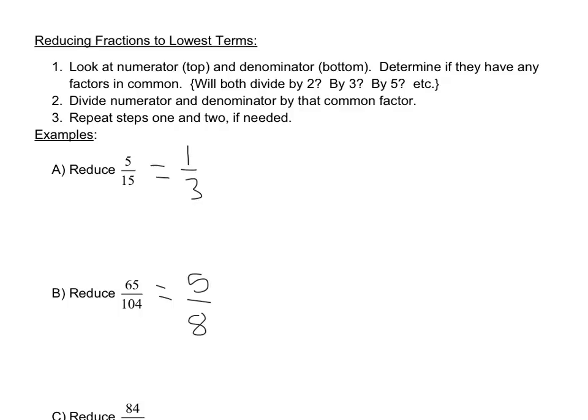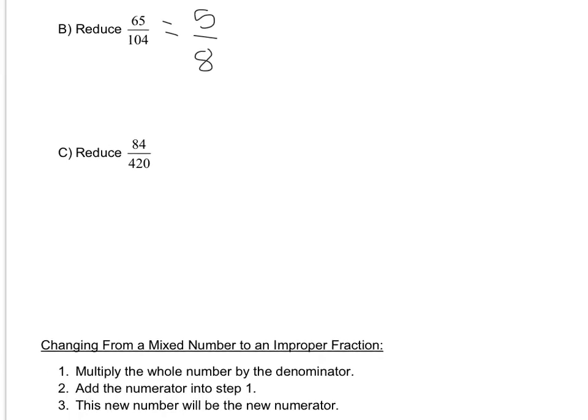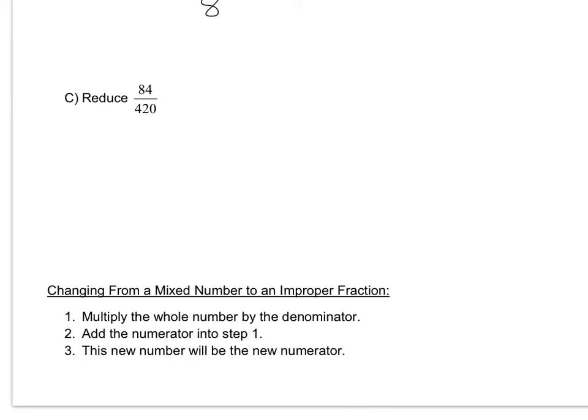Let's take a look at another one. It says 84 over 420. Well, I guarantee you at least 4. So if we start with that, you'd get 21. So now we have 420 divided by 4, which is 105.